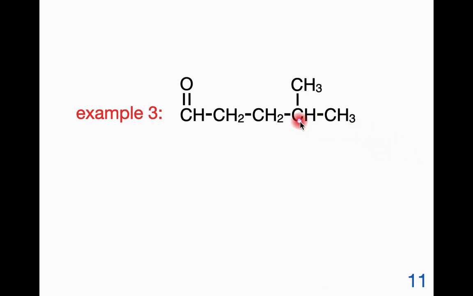Now for this, we need to have a number to tell us where the methyl is. And by definition, the carbon that has the carbonyl group, the double bonded oxygen, is defined to be carbon number 1. So this would be carbon number 4 off of a 5-carbon chain. So the name of this would be 4-methylpentanal.